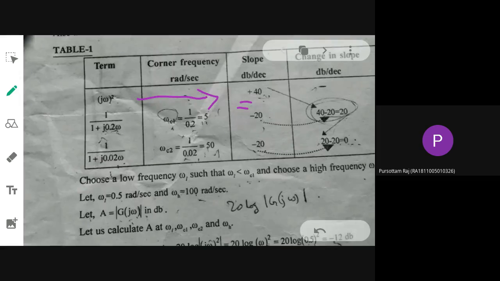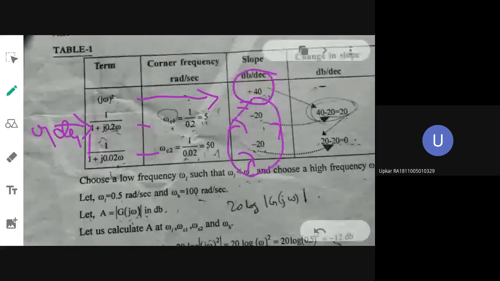Come on people, the slope criteria I have told you so many times. Plus 40 will be the slope. Next, this factor is in the denominator, so it will be a minus slope. This factor is also in the denominator, so it will be a minus slope. Both are of order 1, so the slope will be minus 20, minus 20.